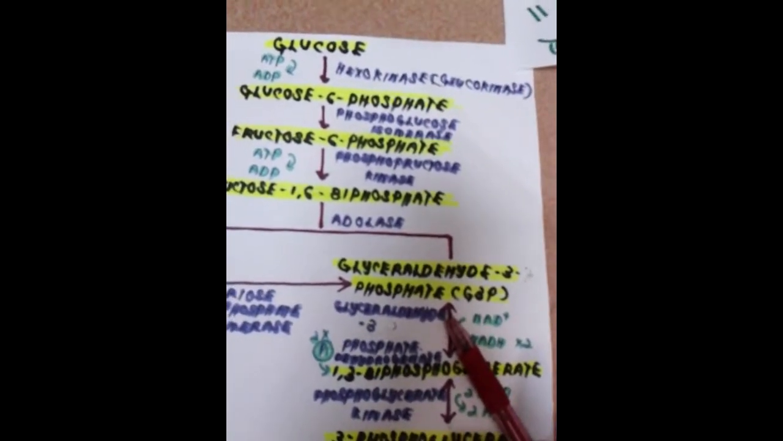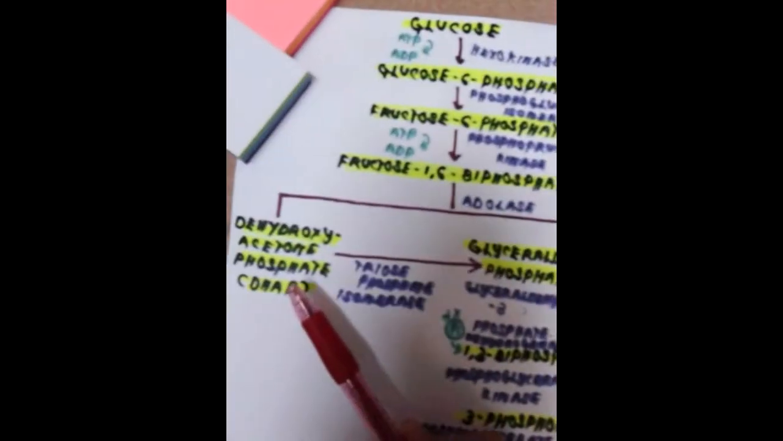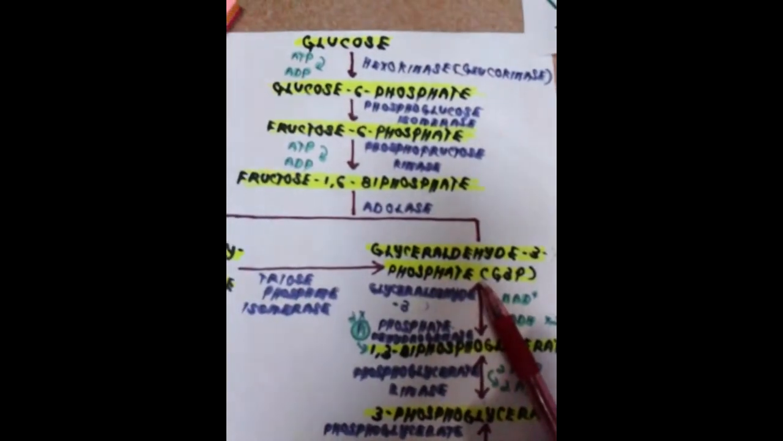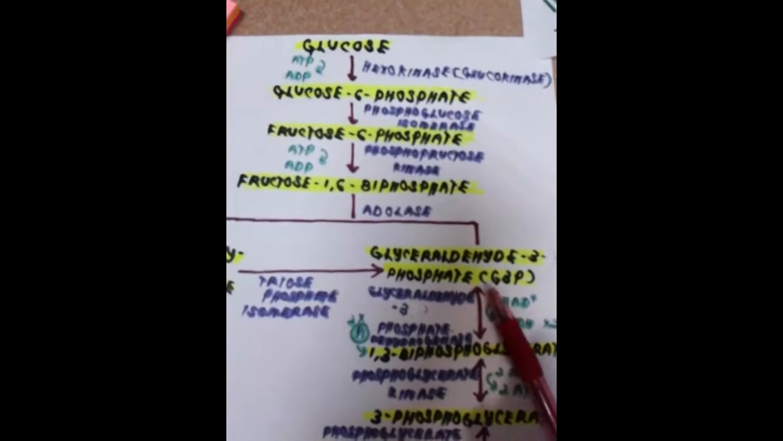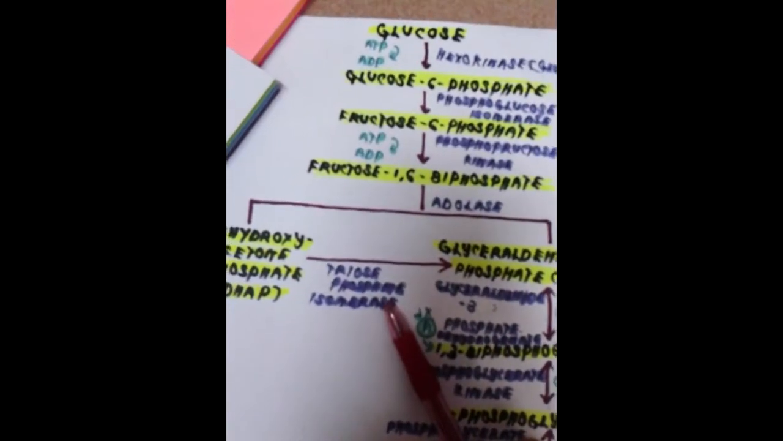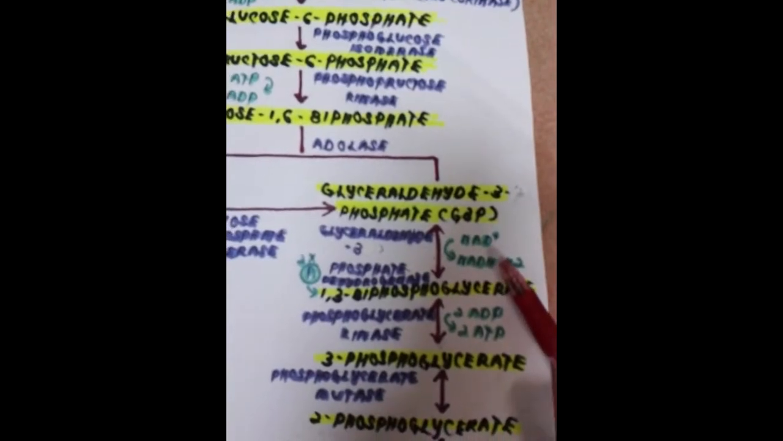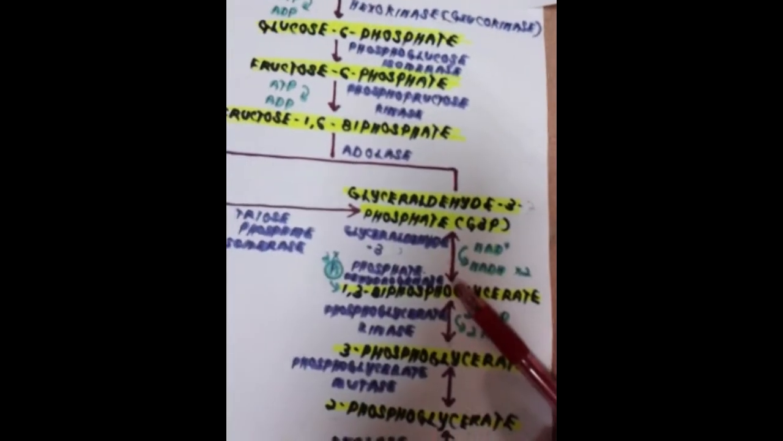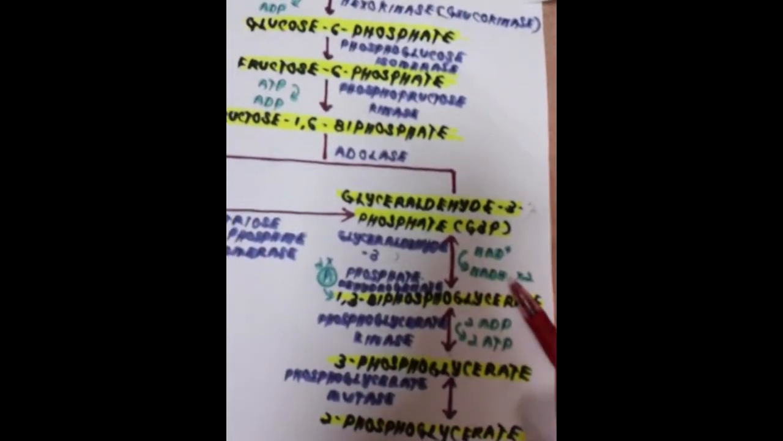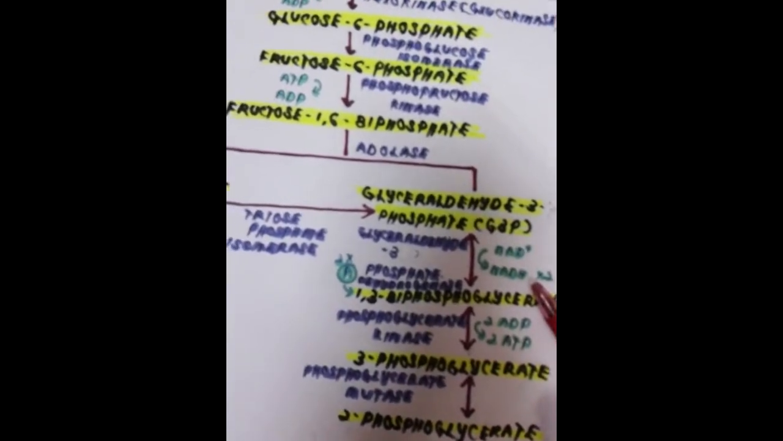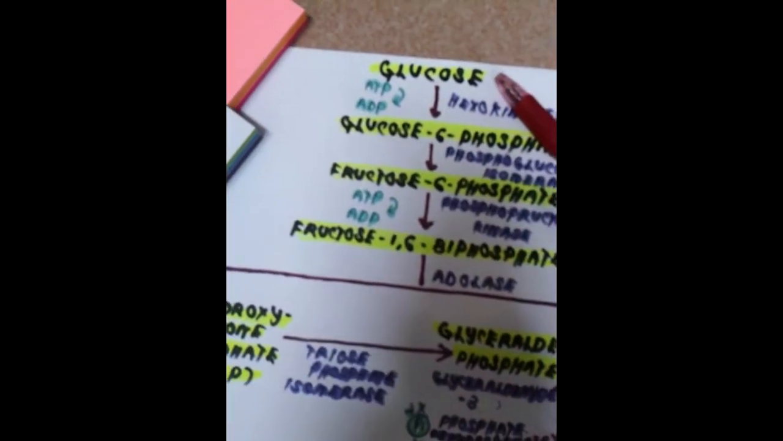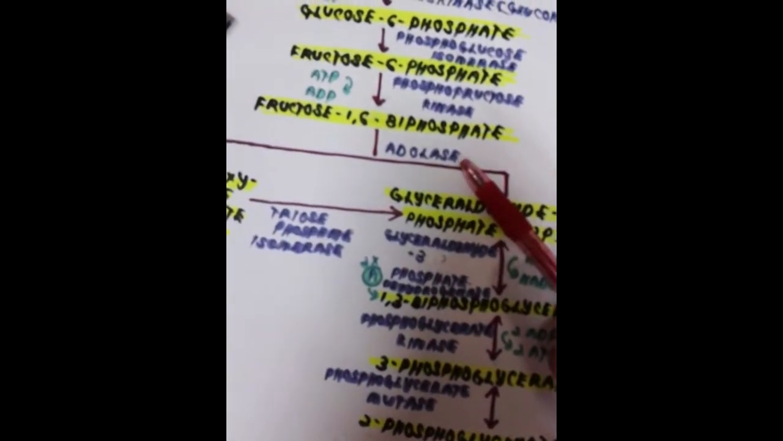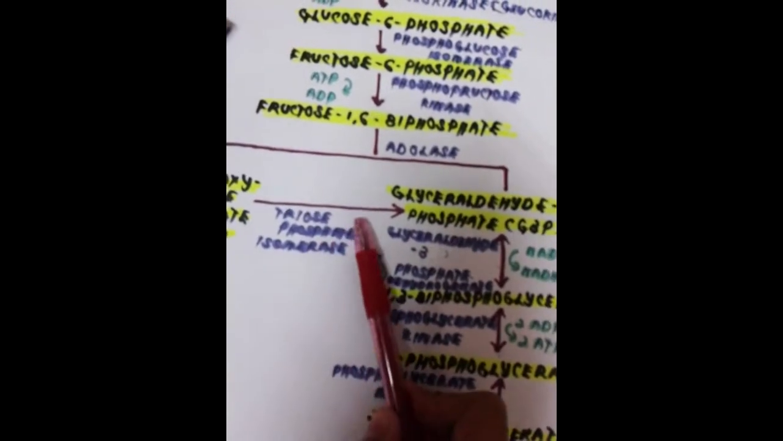The next step is converting the dihydroxyacetone phosphate DHAP into glyceraldehyde 3-phosphate or G3P by using the enzyme triose phosphate isomerase. The next enzyme is glyceraldehyde 3-phosphate dehydrogenase. In this step, 2 NADH are produced. There are two molecules of NADH because one molecule of glucose creates two glyceraldehyde 3-phosphate, one from the aldolase reaction and the other from the triose phosphate isomerase reaction.